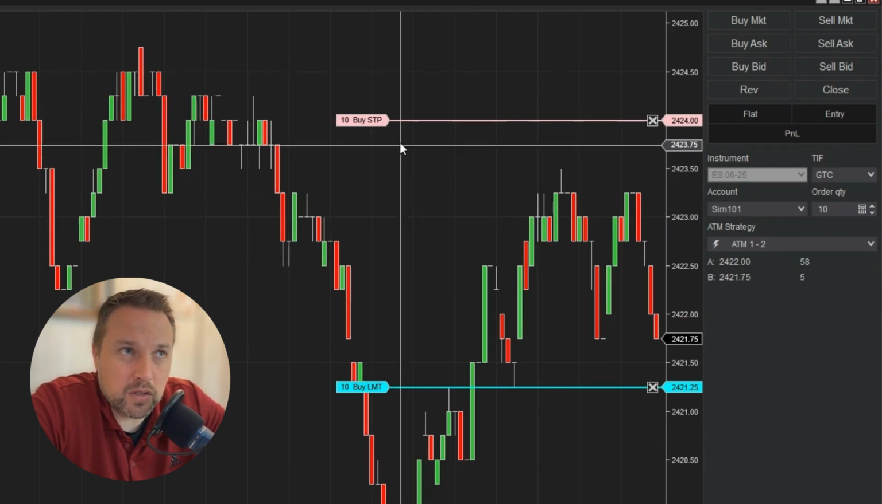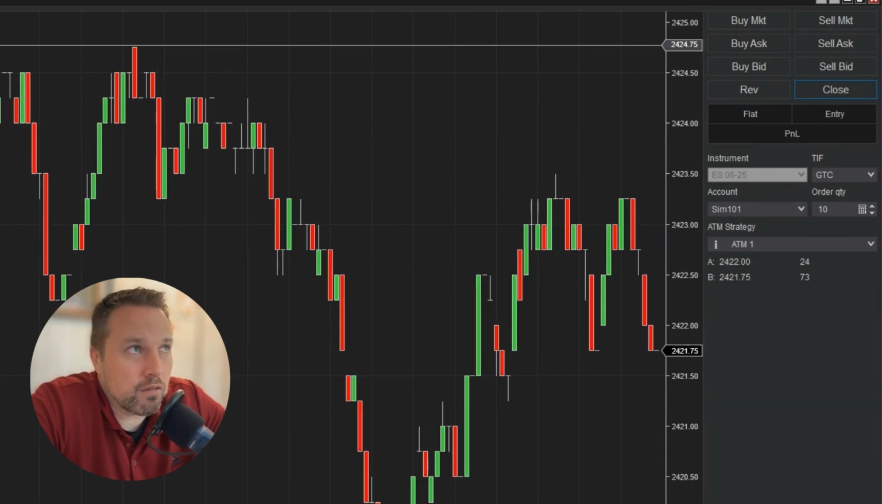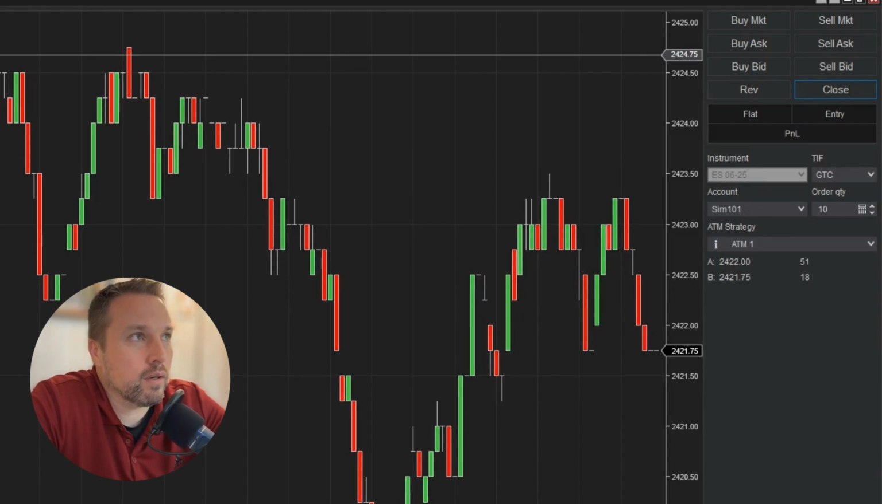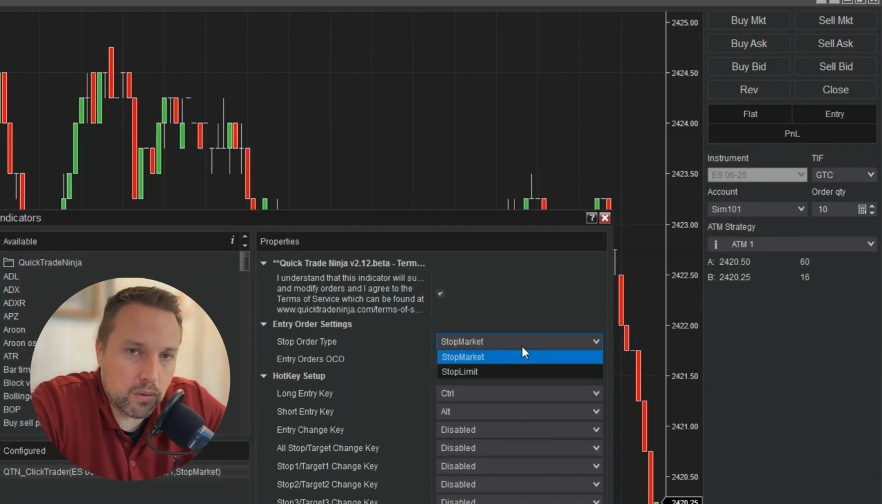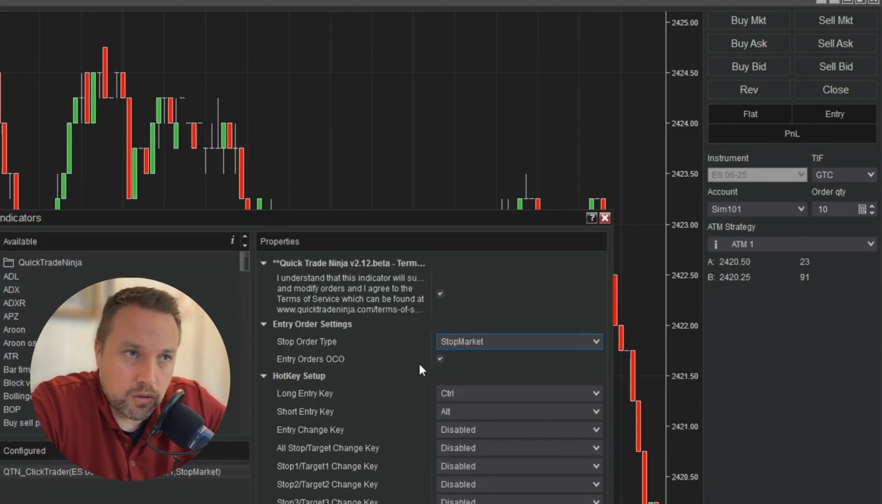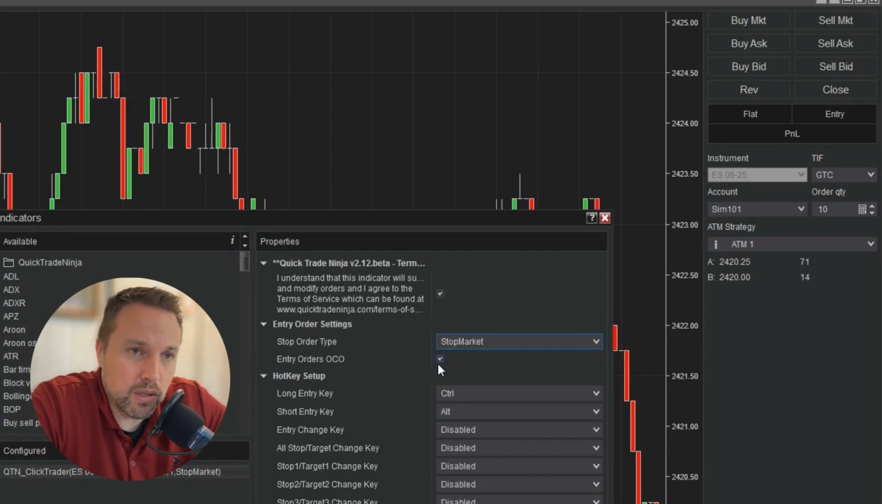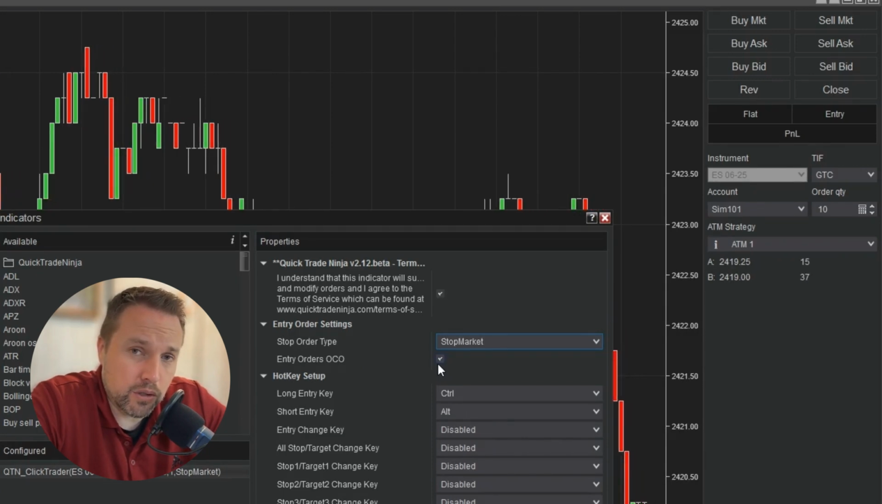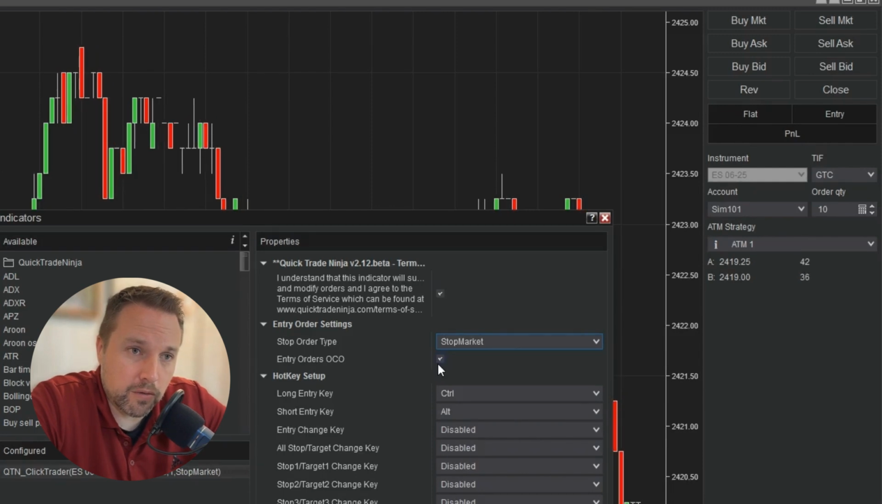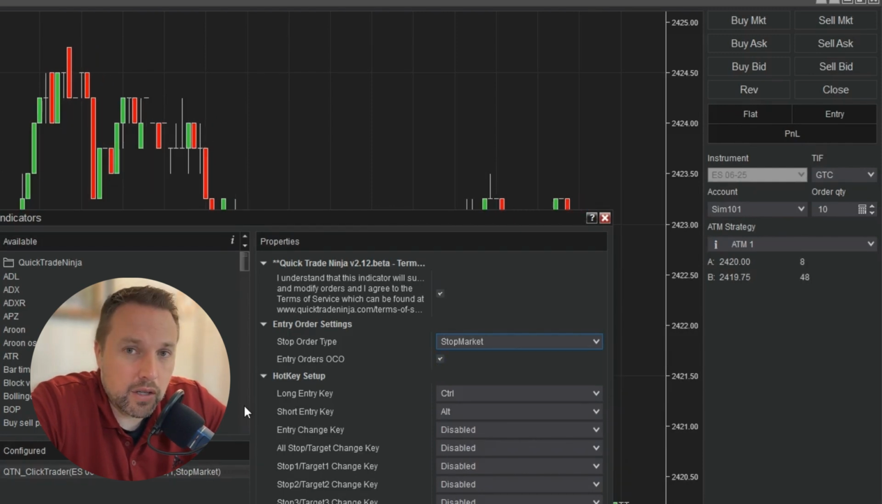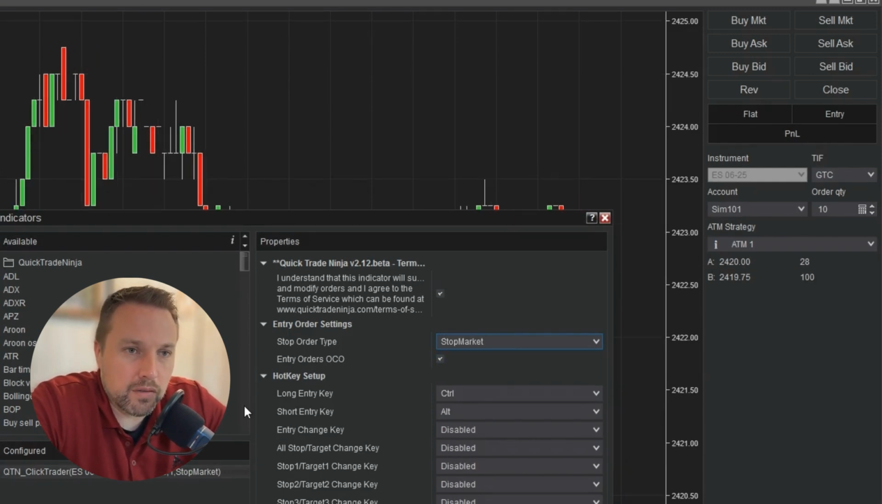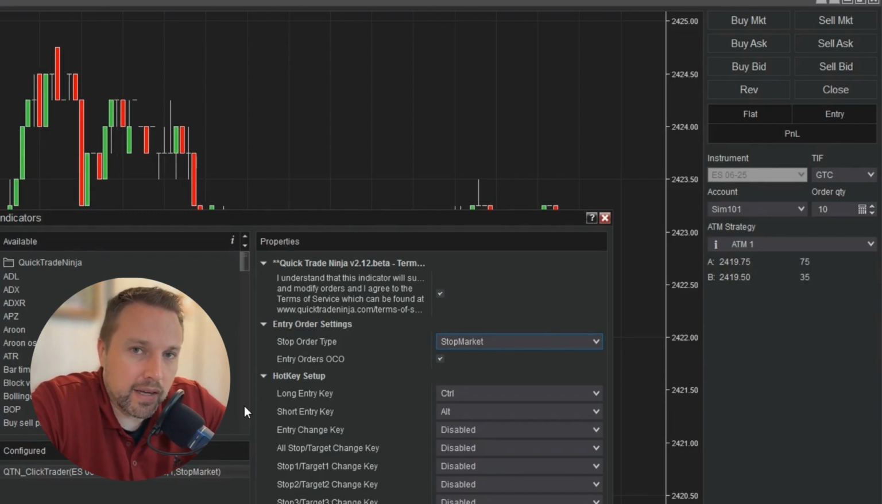Now, what about the difference between stop market and stop limit? If you go to the configuration for QTN Click Trader, you have the stop order type, stop market or stop limit, and you have an entry order OCO function. So if you check this box, then all of the entry orders that you submit will be entered as OCO, or one cancels other order. That would allow you to place orders above and below the market for the breakout strategy that we discussed. Currently, QTN does not support market if touched, as it's a less commonly used order type. However, we plan to add that in a future release.